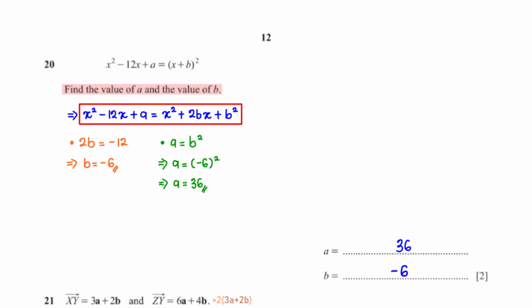For the constant terms, we see that a equals b squared. We found b to be negative 6. So a is negative 6 all squared, which is equal to 36.